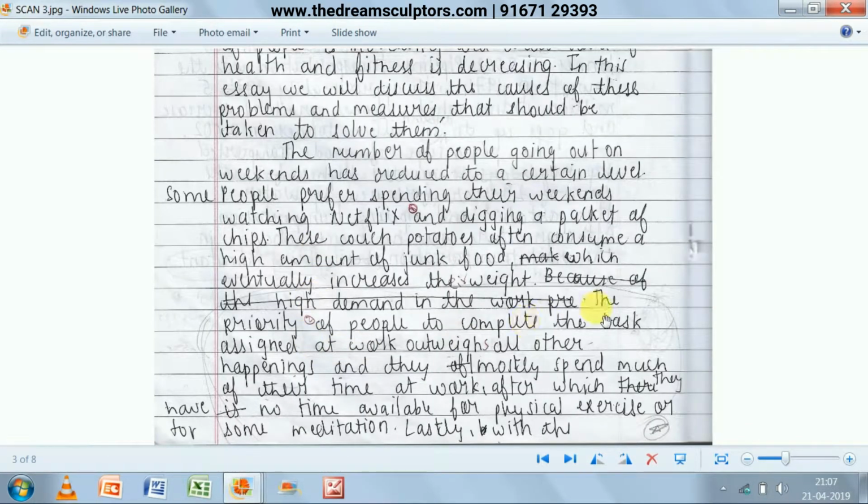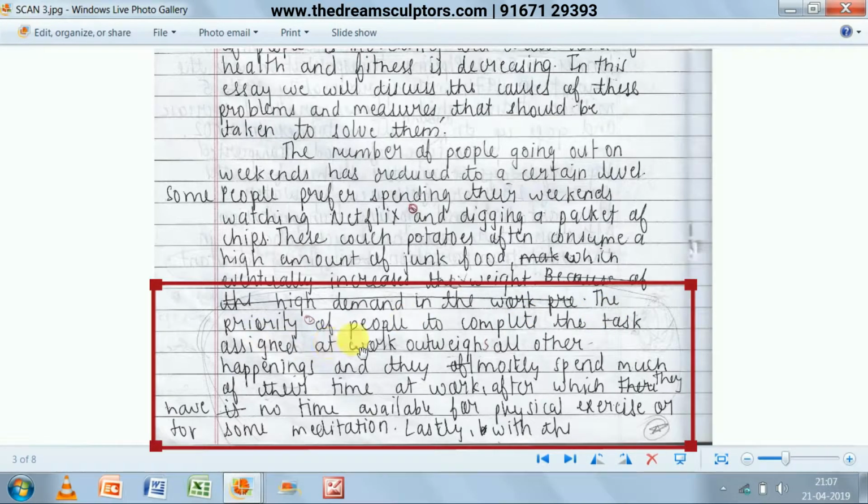Let's quickly look at a mistake that a student has made here. Let's read this from here. The priority of people to complete the task assigned at work outweigh all other happenings. Now you see this S here, it's not written by the student. We have written S here and given him feedback. The student has written outweigh. If you read, the priority of people to complete the task assigned at work outweigh all the other happenings, or should it be outweighs? There has to be an S at the end here. It should be outweighs and not outweigh.